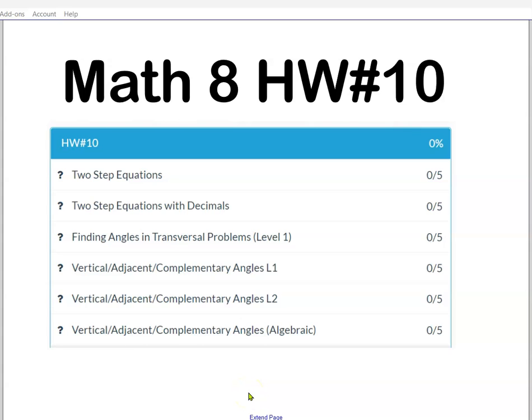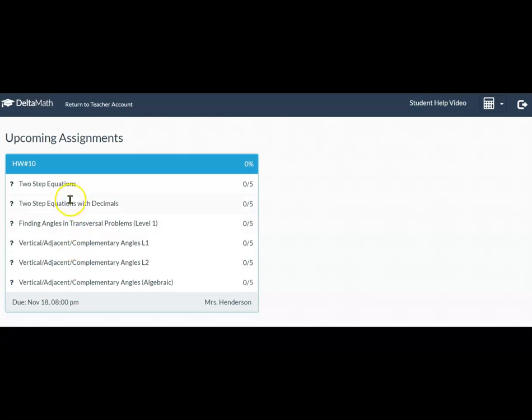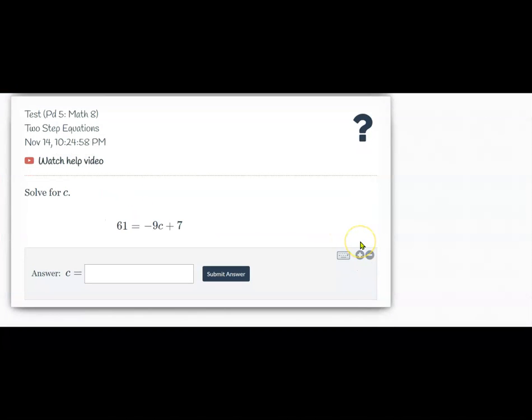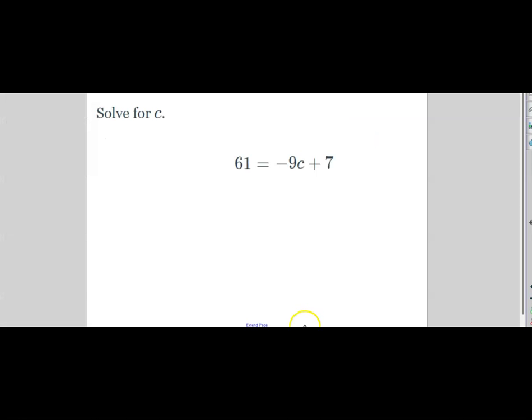This tutorial will help you to complete the questions on homework number 10. Let's take a look at the first topic, solving two-step equations. Remember, the goal of solving a two-step equation is to isolate the variable using inverse operations. You'll notice we have a number, a variable term, and a number.